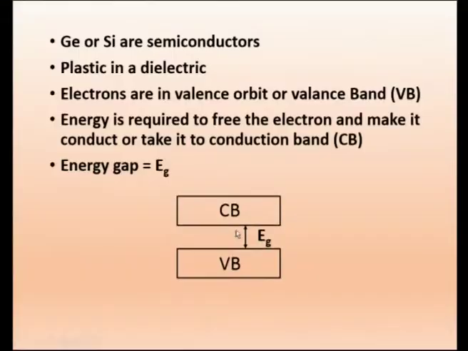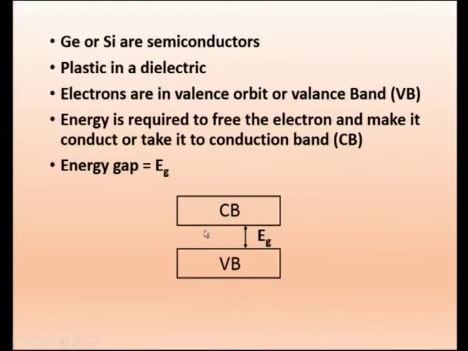We have three materials, we said: conductors, semiconductors, and dielectrics. For conductors, these two will be together. EG will be 0, which means the conduction band and valence band will be together. So that is why when we take a wire, it easily conducts. The electrons are easily moving towards the positive of the potential, because this gap is not there for a conductor.